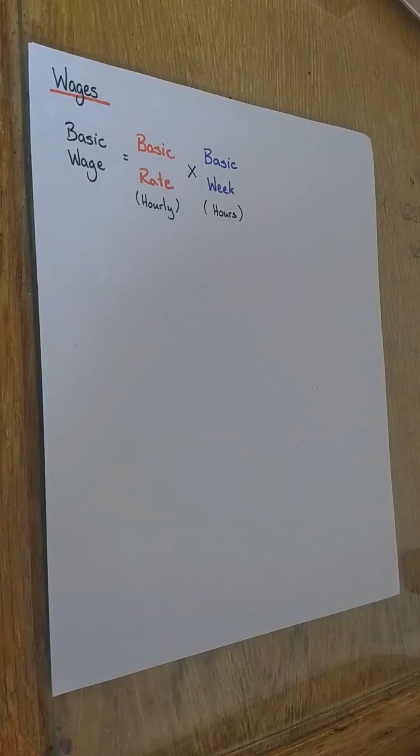In all considerations of wages, we will start with what's called a basic wage, which is the amount of money paid for hours worked or jobs done. In most of our calculations, we will deal with hours worked, and as such, the calculation for the basic wage is going to be the product of multiplying the basic rate, which is the amount of money per hour, so it's an hourly rate, by the basic week, which is the number of hours worked in a regular or normal working week.